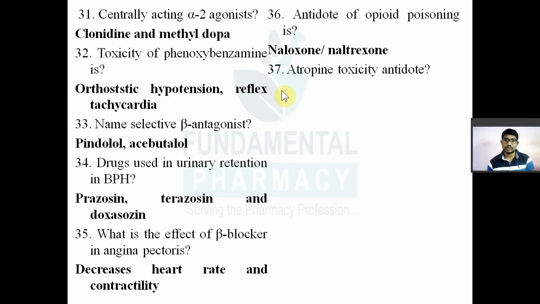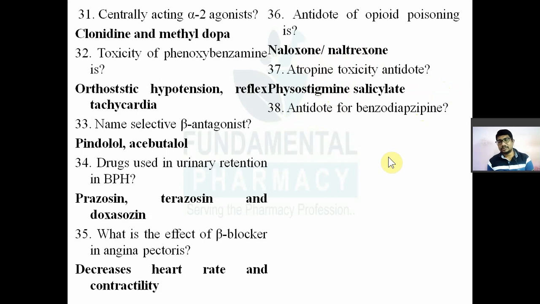Now question 37. Atropine toxicity antidote, meaning if there is atropine toxicity, which antidote should be used? So what is the antidote for atropine toxicity? So obviously physostigmine. So physostigmine is an antidote for atropine toxicity. So atropine and physostigmine are antagonists to each other. So in case of physostigmine poisoning, you have to use atropine. In case of atropine poisoning, you have to use physostigmine. Remember, very important question, it has already come.